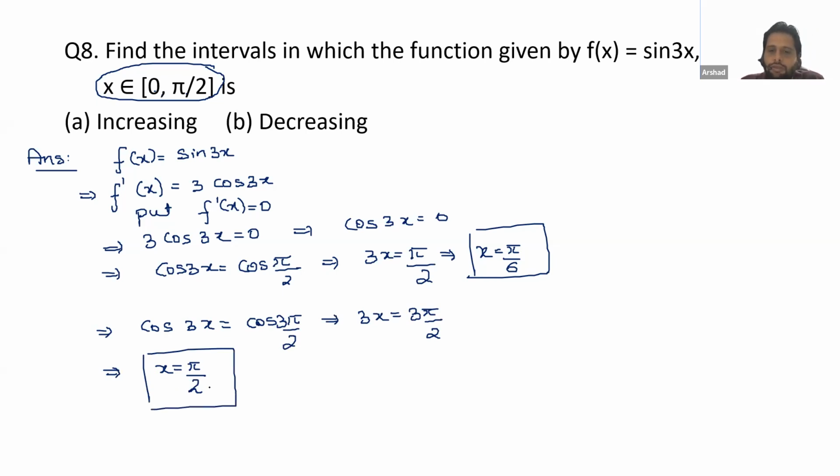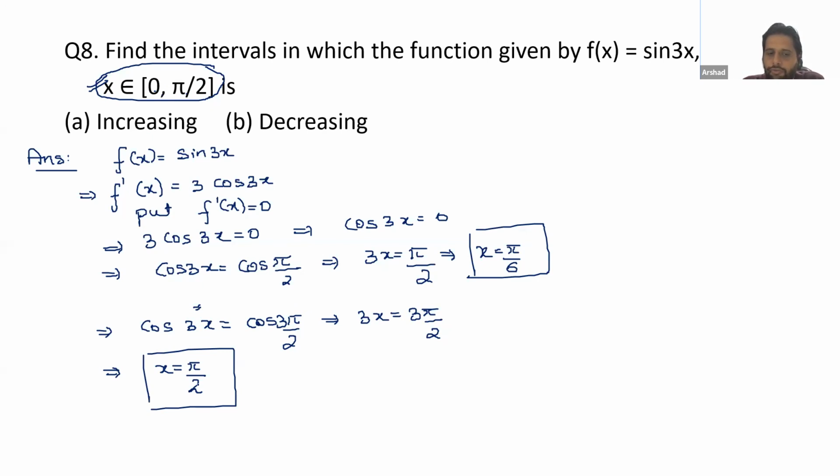Okay, so we get these two values, x is equal to pi by 6 and x is equal to pi by 2. Please check this interval. The value which you are finding should lie in this interval, 0 to pi by 2. After this 3 pi by 2, if we choose any angle, then the value of x will be greater than pi by 2. We are selecting 3 pi by 2 because there is a 3x.